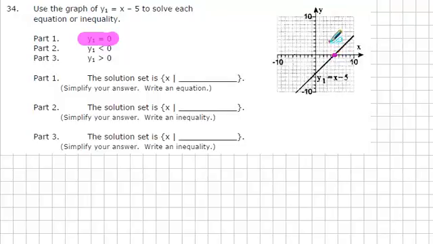And the coordinates of this point are 5 and 0. The x-coordinate is 5, the y-coordinate is 0. So the solution set to the equation y1 equals 0 is the set of x such that x is equal to the number 5.